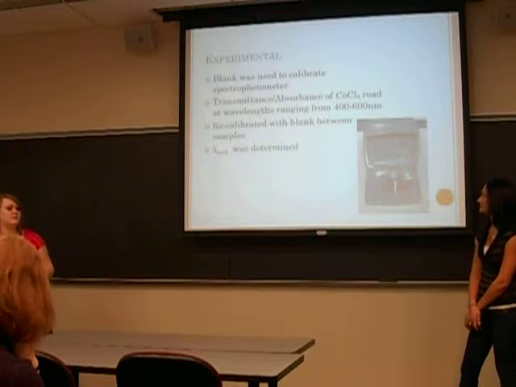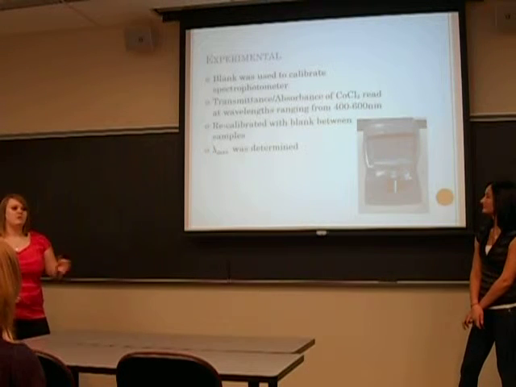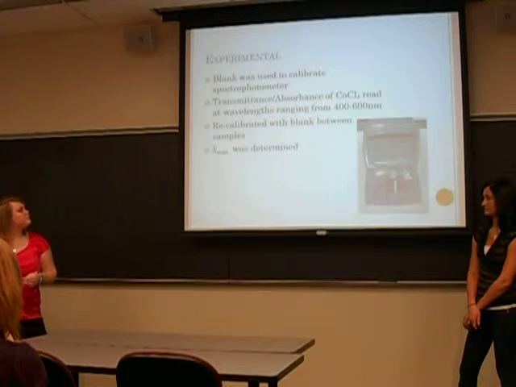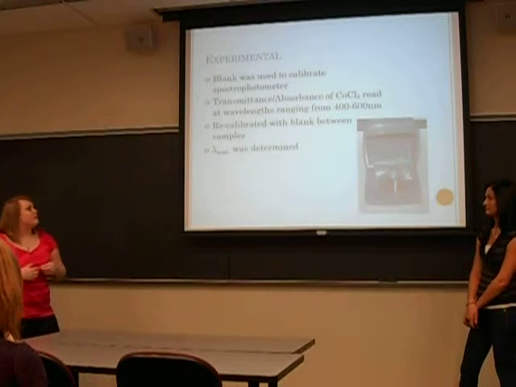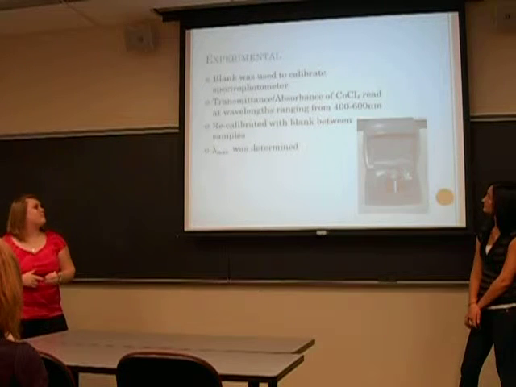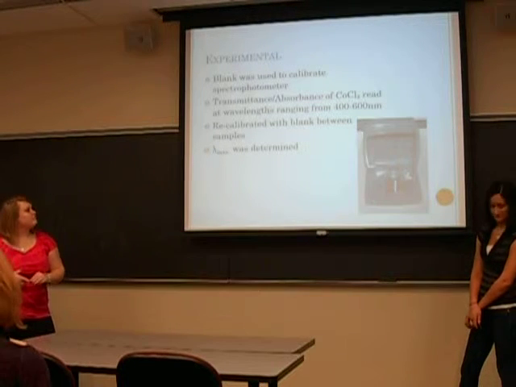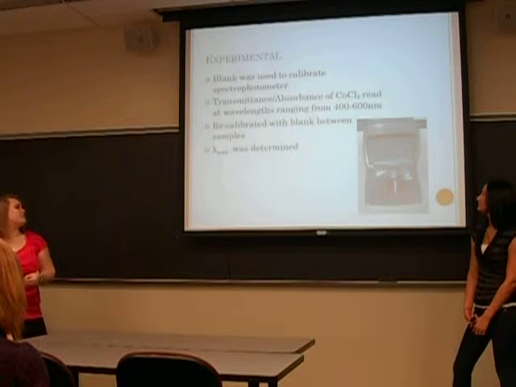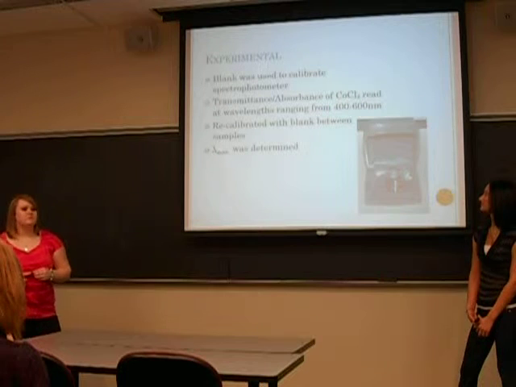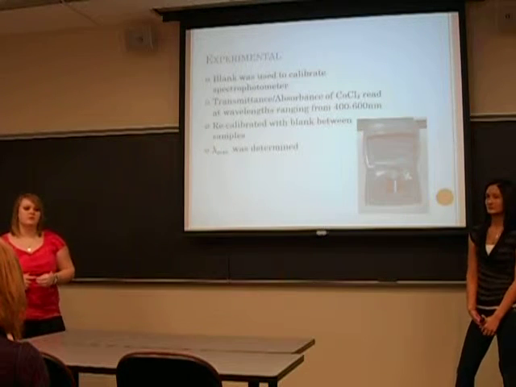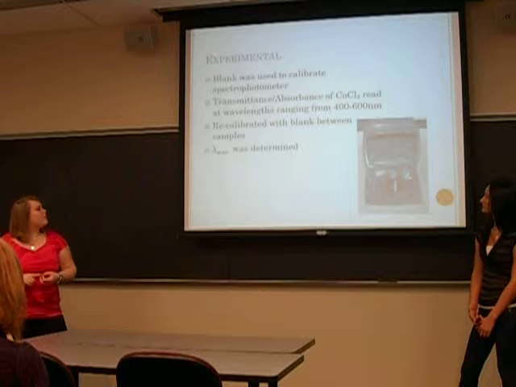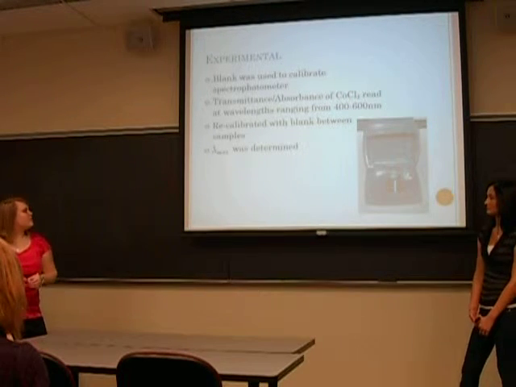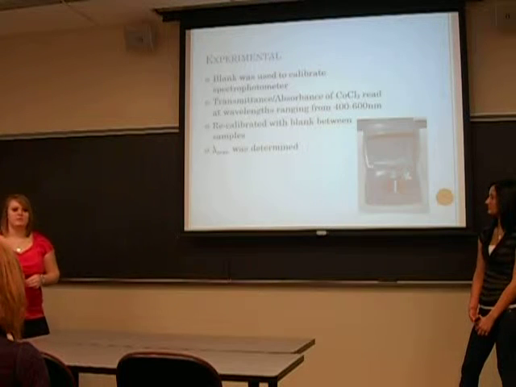So what we first did was we had 2 cuvettes. We filled 1/2 of the way with the deionized water, and the other 2/3 of the way with cobalt chloride. The one with water we called the blank, and it was used to calibrate the spectrophotometer. And then we would use the cobalt chloride to read the transmittance and absorbance rates at different wavelengths between 400 and 600 nanometers, increasing by 25. And between each reading, we would recalibrate it with the blank. And then we determined that the lambda max was 500 nanometers.